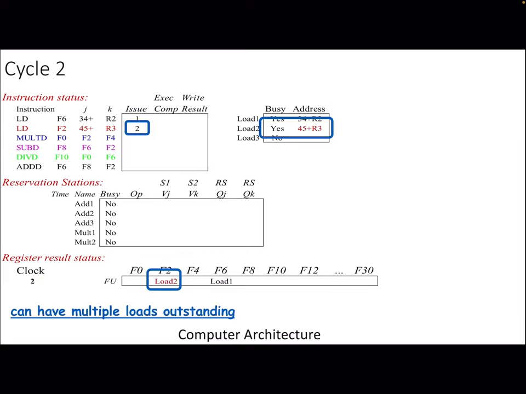Let's move on. We can also have multiple loads outstanding now. Can you see the notion of out of order execution here? The second load is independent of the first load, so you can issue them, and we'll send the address again to the memory hierarchy. The result will go to F2, so F2 is now dependent on load 2.